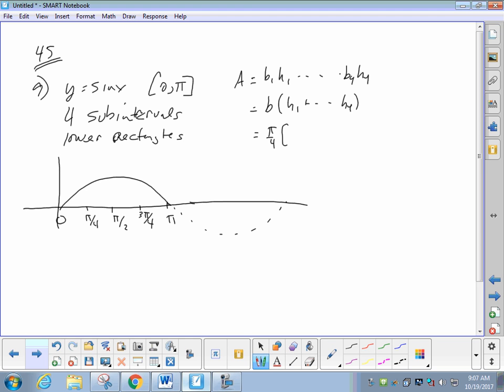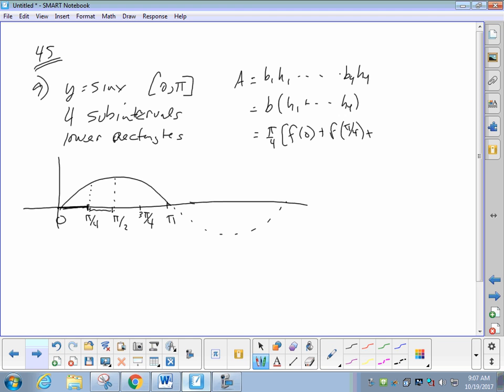Lower means in each subinterval, you choose the smallest y value. So, for example, in this first subinterval, the lowest y value would be f at 0. In the next subinterval, which is from pi over 4 to pi over 2, you choose the lowest y value, which is, because it's constantly increasing, the lowest would be at pi over 4.